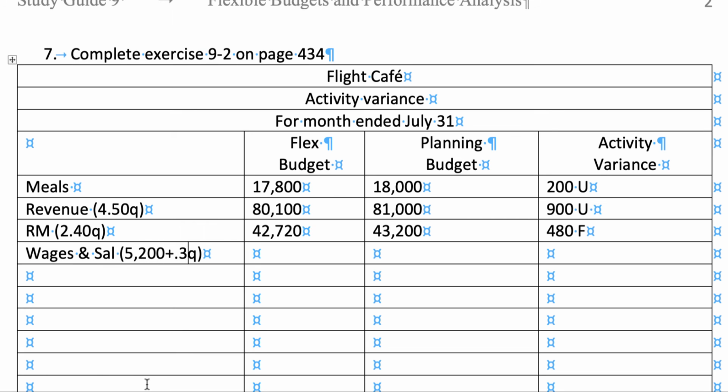We don't need to substitute 17,800 for Q, calculate it, and figure out what the number is. The book already gave us that number, right? It is 10,550, right? Same thing for planning budget. I don't need to take the 18,000 meals, plug it into that equation, and calculate the number, because it was already done for us, right? The book already did it, 10,600.